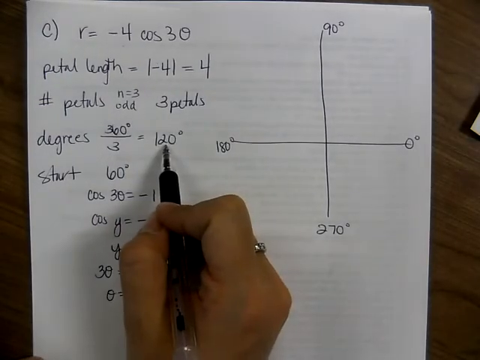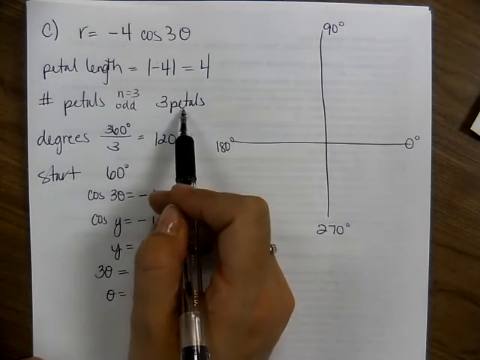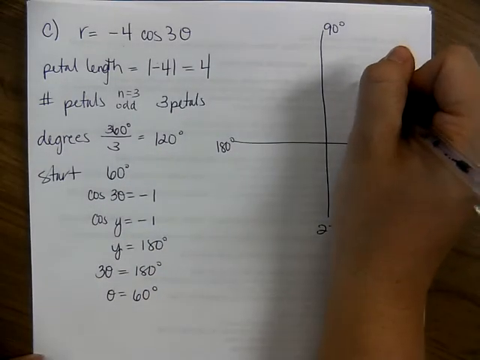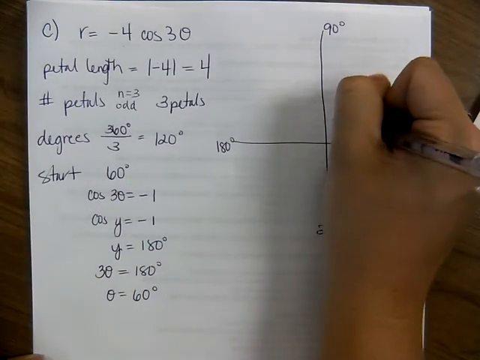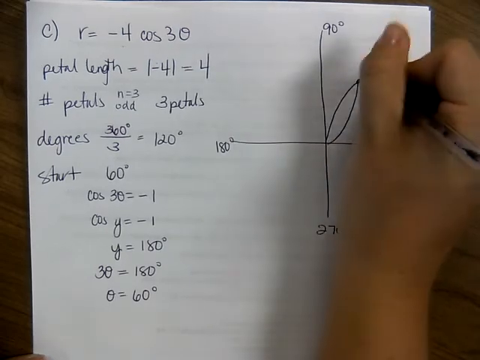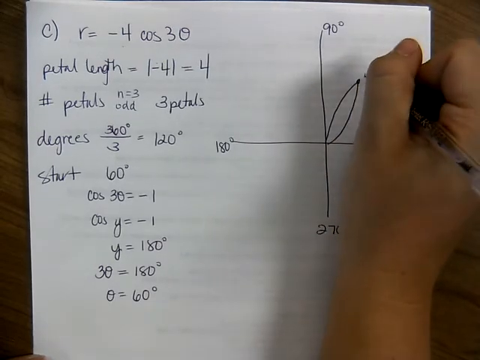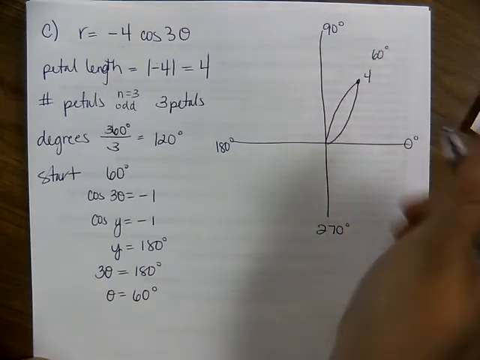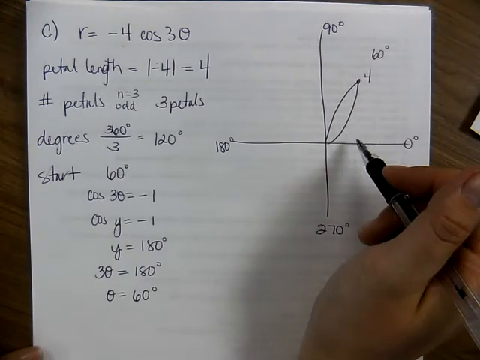Every 120 degrees, we're going to have a petal until we have 3 of them, and they have a length of 4. So we start at 60. So this is a case where when you draw in that petal, we're going to label this. So this is a length of 4, but this is 60 degrees. And this would be more obvious on actual graph paper.